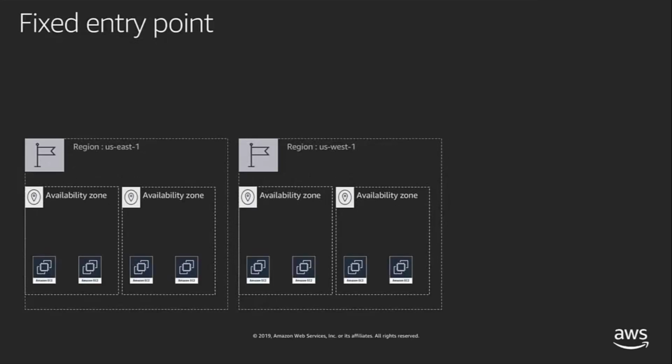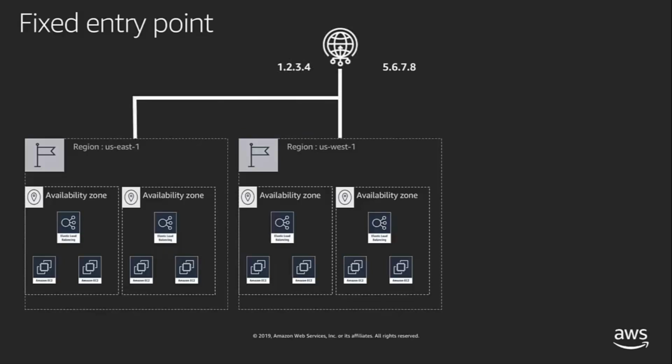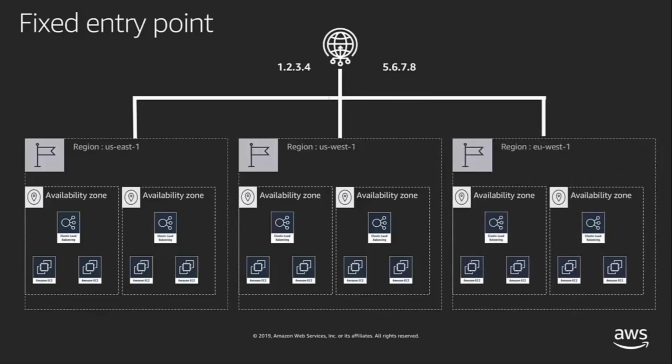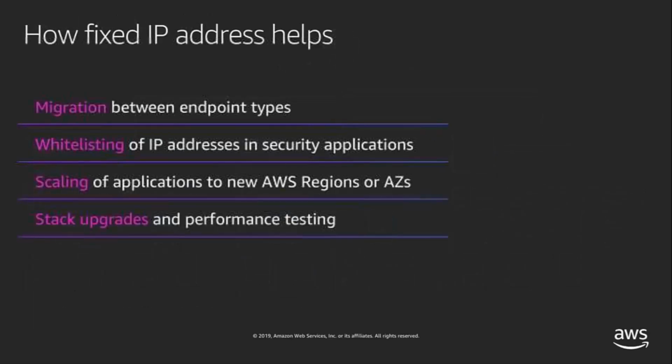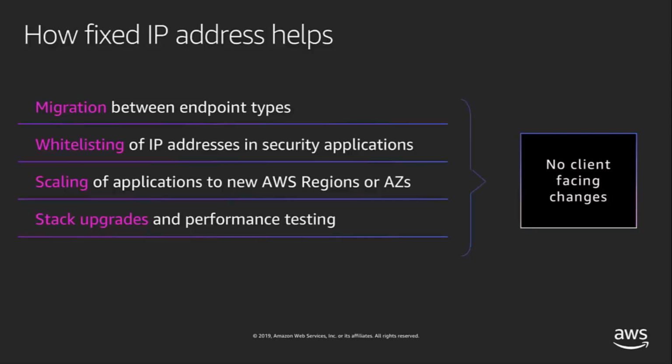So really the benefit of having a fixed entry point is that, let's say you have deployments in multiple regions and multiple availability zones, and you want to put an accelerator in front of them. You get the static IPs that you give to your clients, and you can operate a multi-region deployment behind it. And in case you want to add a deployment to another region, you don't have to change anything on your client configuration, IP configuration, or DNS records. So how the fixed static IP addresses help is that you don't need to make any client-facing changes in case of migration between endpoint types, whitelisting of IP addresses in security applications, when you want to scale applications to new regions or availability zones, or any stack upgrade or software upgrade on your application.